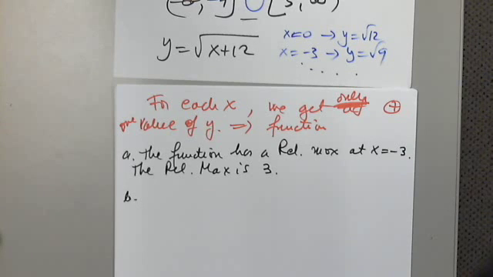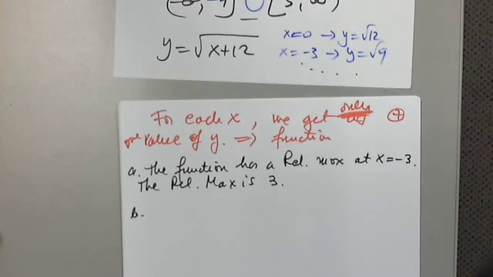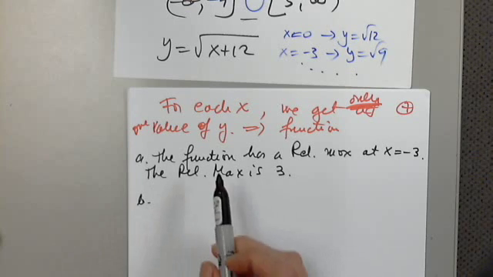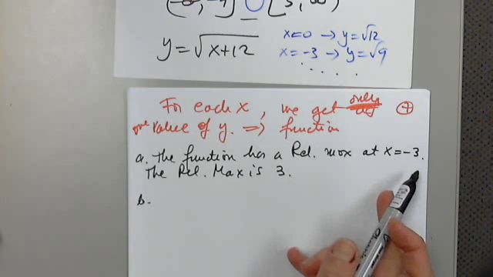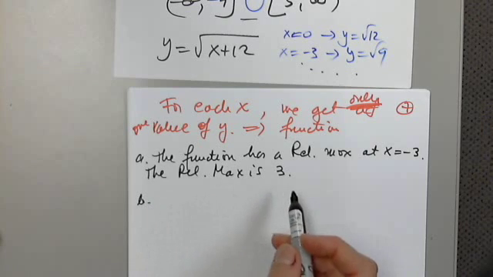Sorry. So the function has a relative max at x equals negative 3. The relative max is 3.